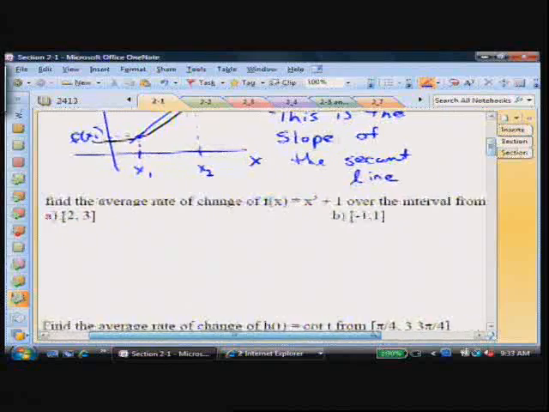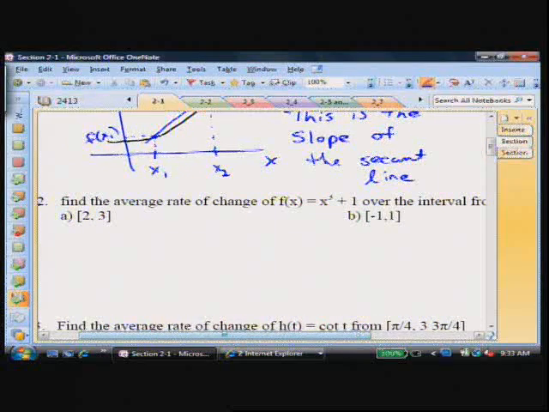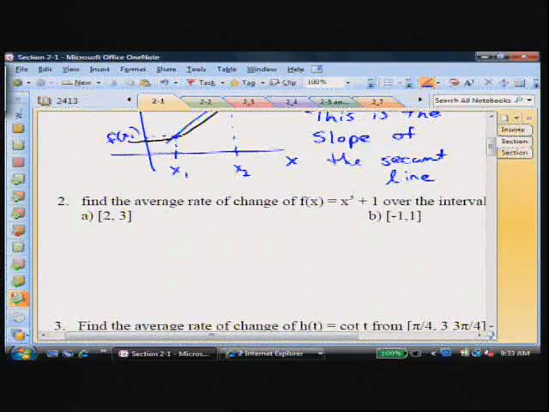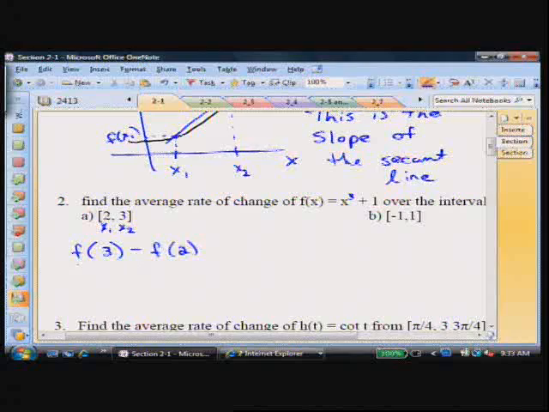Okay, so let's do a little example where we're going to find the average rate of change of x cubed plus 1 over some certain interval. This isn't going to be too bad. This of course is going to be my x sub 1, and this will be my x sub 2. So I'll just do f of 3, because that's x sub 2, minus f of 2 over the interval x2 minus x1, so 3 minus 2.